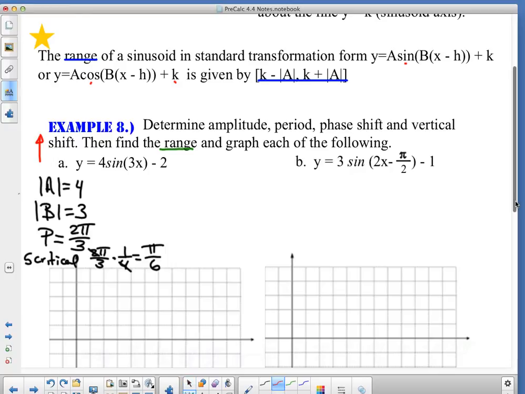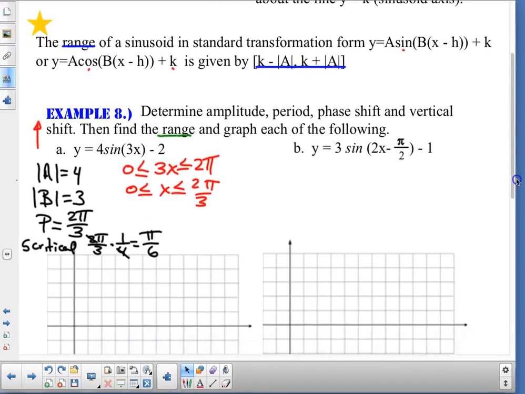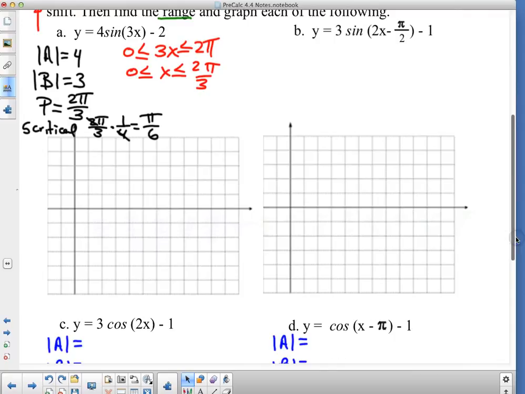But remember, when I'm working with sine, 0 is less than or equal to 3x, which is less than or equal to 2 pi. And now I divide by 3, and I've got 0 is less than or equal to x, which is less than or equal to 2 pi over 3. So it's really nice. It's going to start at 0. We're going to go up by pi over 6, and we're going to get to 2 pi over 3. So our numbers are going to be kind of interesting here as I separate this out for the graph I'm going to be working with.